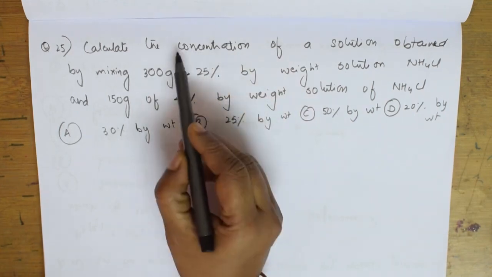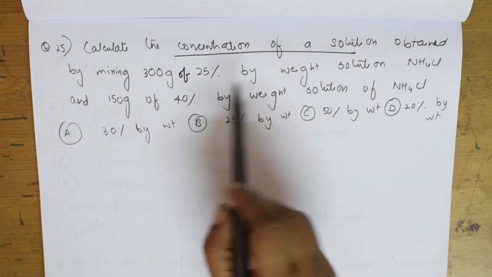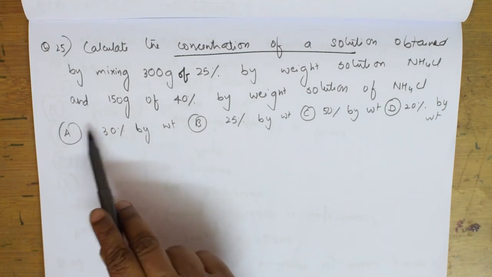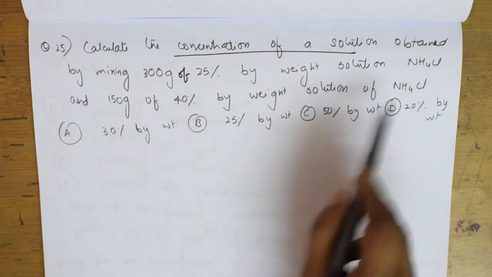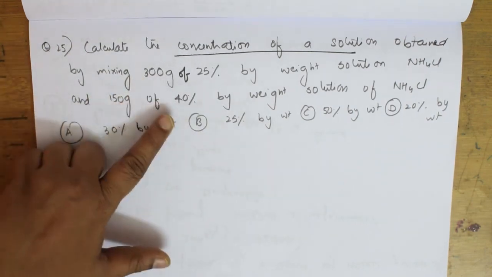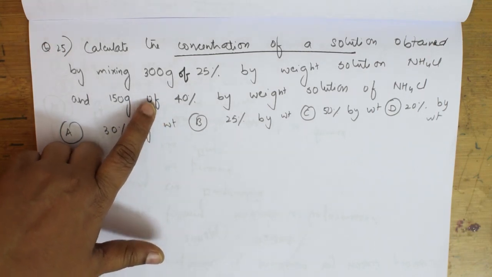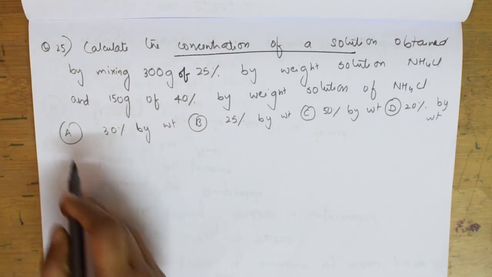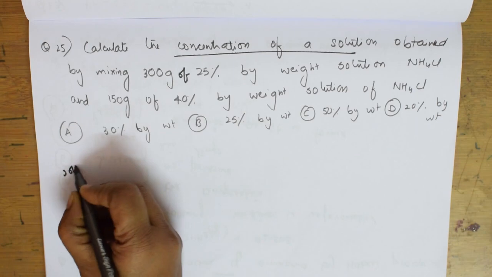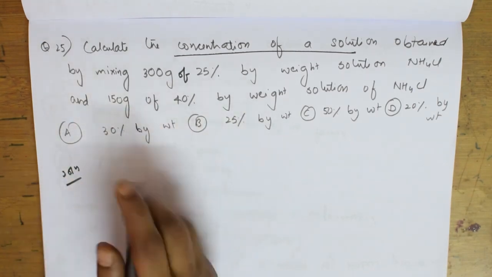Okay, I have to calculate what? I have to calculate the concentration of the solution. So obtained by mixing 300 grams of 25% by weight solution of ammonium chloride and 150 grams of 40% by weight solution of ammonium chloride. So they have given two things. One, they have given weight of solution 1 and they have given weight of solution 2. Right, what should I find out? I have to find out the concentration of the solution. Right, they've given me 4 options. Let us start off. So when such a question is given to you, let's make it easier and solve it. First, what did they give us? Weight of solution 1 and 2. First of all, I have to find the weight of solution 1 and 2.